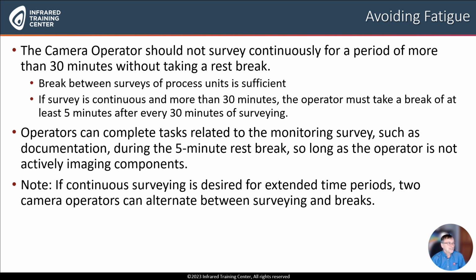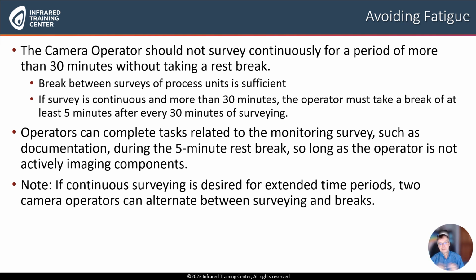But again, this is very time intensive. You have to concentrate a lot when you have an IR camera, looking, maintaining your safety, etc. So this can be a good thing. If the survey is continuous for more than 30 minutes, the operator must take a break of at least 5 minutes after every 30 minutes of surveying.